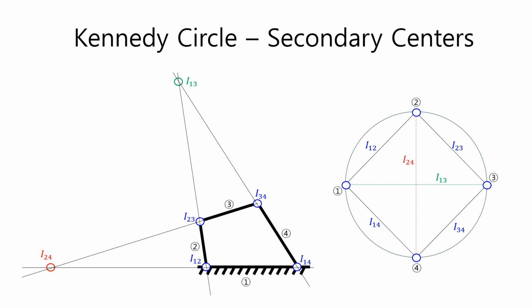Secondary instant centers of Kennedy circle can be found by connecting the links that are not yet connected. First, connect link 1 and link 3 with a dotted line and mark it as instant center I13. Next, connect link 2 and link 4 and mark it as I24. With this, we have found 2 more secondary instant centers. Next, we will explain how to find these 2 secondary instant centers using Kennedy circle.